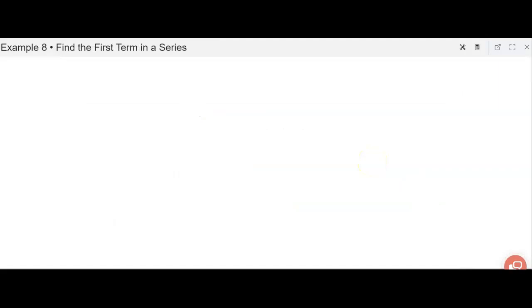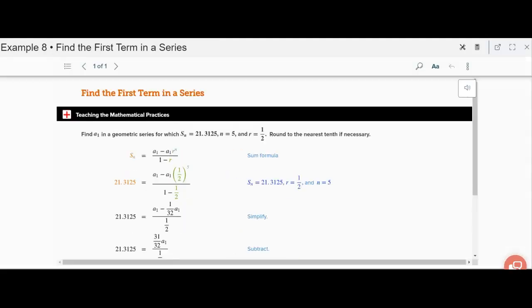Now, if we want to find the first term of a geometric series for which the sum, in this case we're given the sum of the first 5 terms, n is 5, so the sum of the first 5 terms is this, and we have the common ratio. So again, just start with your formula, plug in what you know. We know S sub n is this. We don't know a1, that's what we're solving for, but we know r is 1/2 and we know n is 5. So plug in everything we know, and from here on out it's just a little algebra and simplifying.